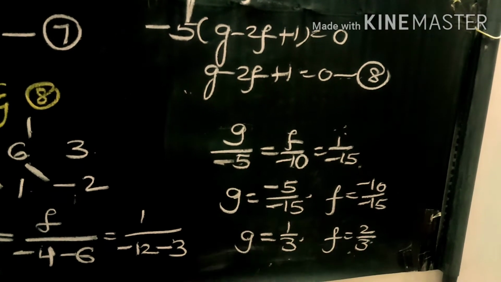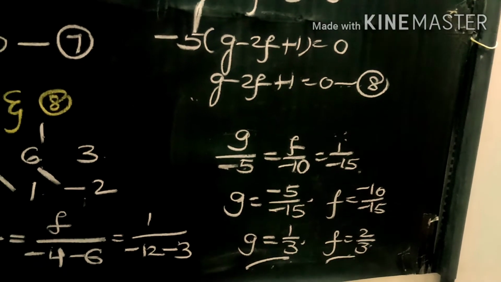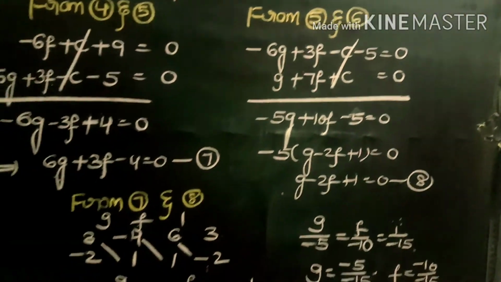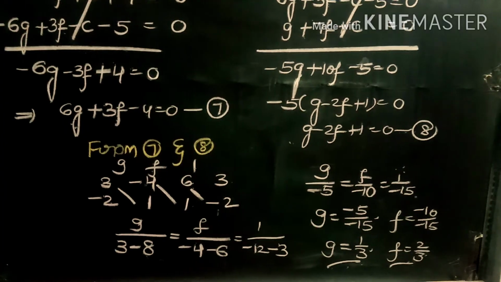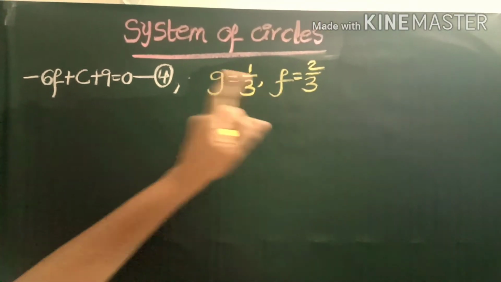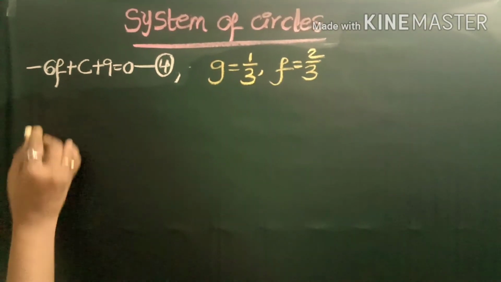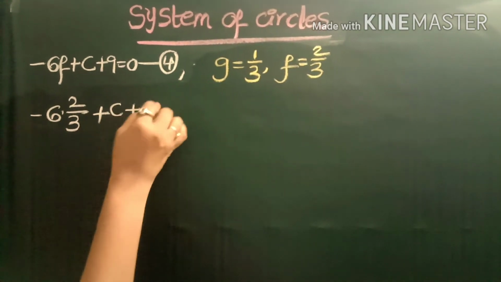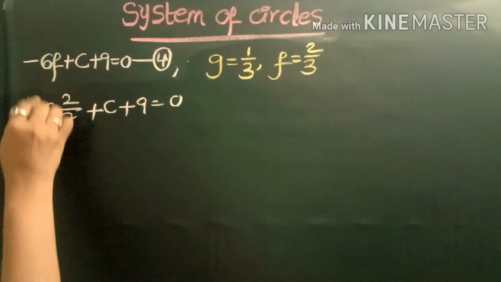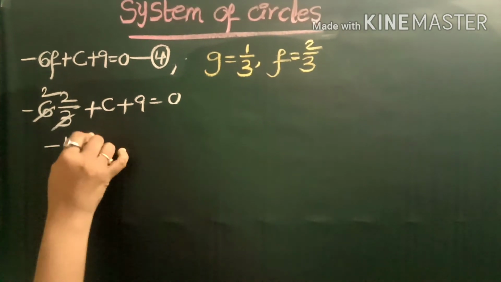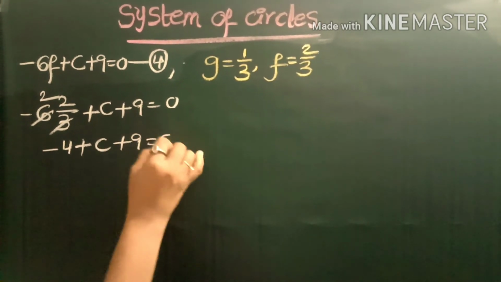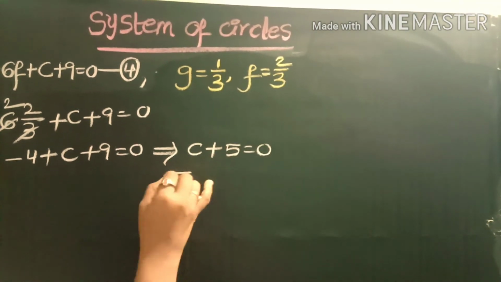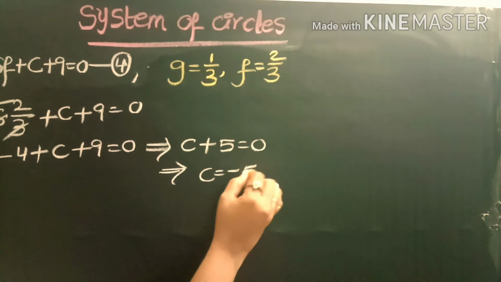Now we are replacing these two values in any of the equations 4 comma 5 comma 6 to get the value of c. Now replacing f is equal to 2 by 3 value in the fourth equation, that is minus 6 into 2 by 3 plus c plus 9 is equals to 0. It is cancelled by 3 times. Minus 4 plus c plus 9 equals to 0, that is c plus 5 equals to 0, means c is equals to minus 5.